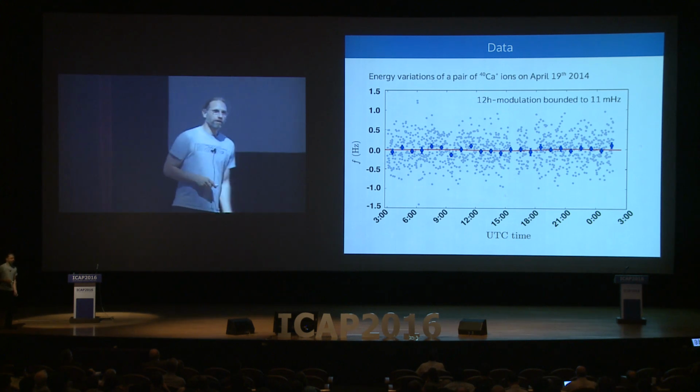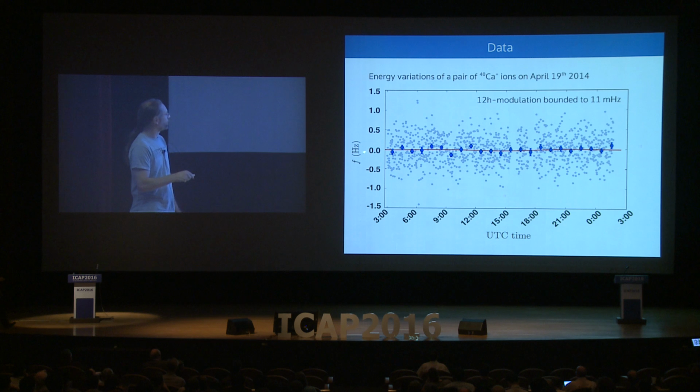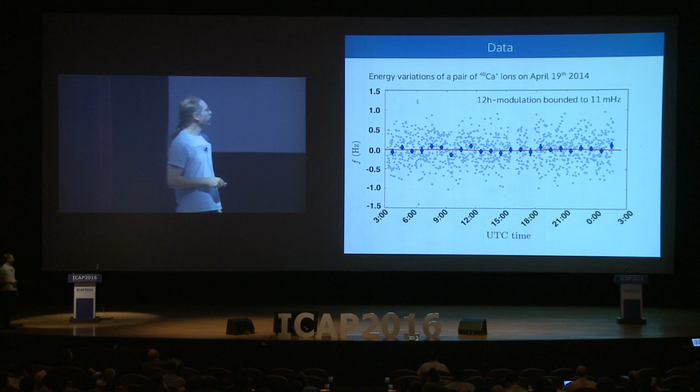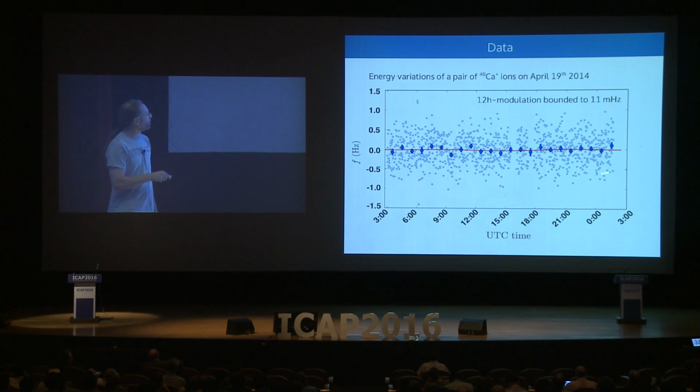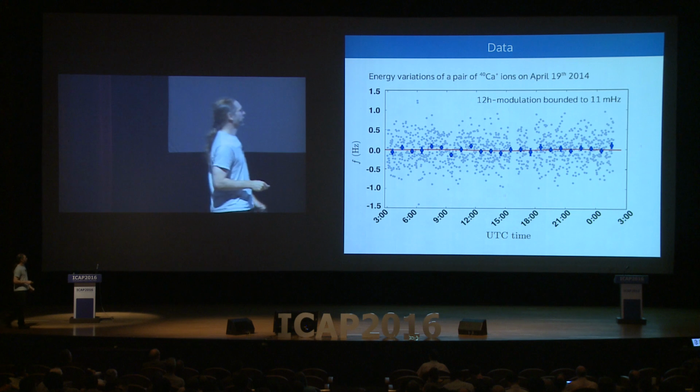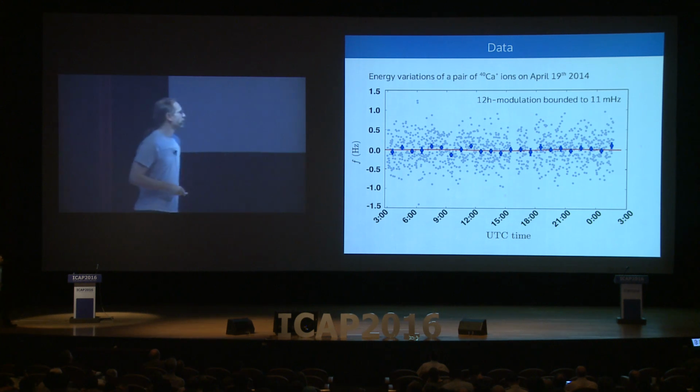If there's no Lorentz violation, we would expect a straight line. If there's Lorentz violation, we would expect a 12-hour modulation, modulo some higher order corrections. And by looking at what kind of amplitude we get out of this fit, we can put a bound on how strongly Lorentz violation is, or how small it must be, to be compatible with our data.